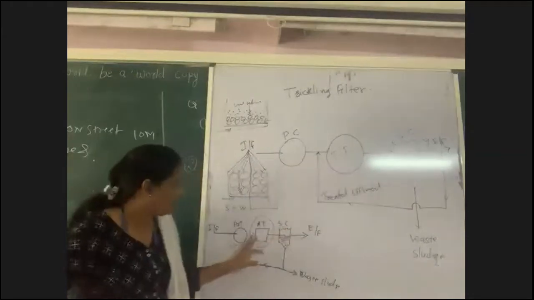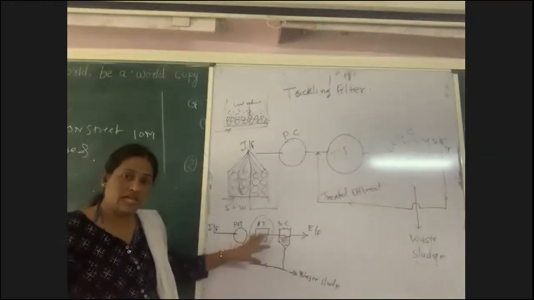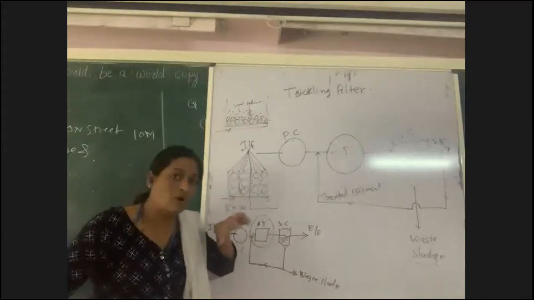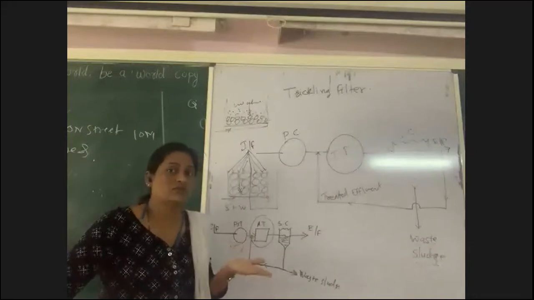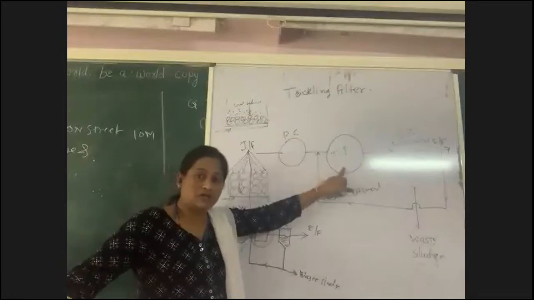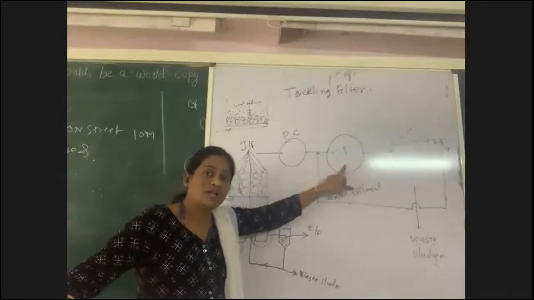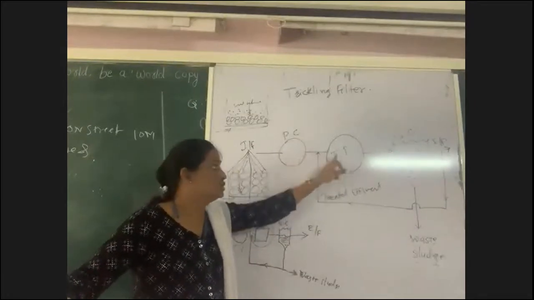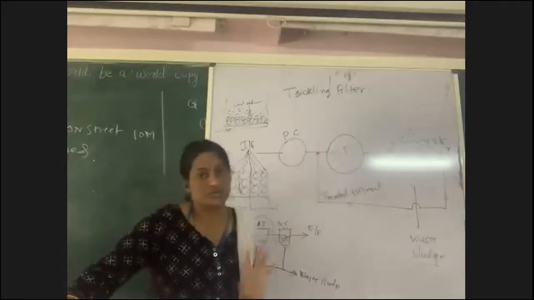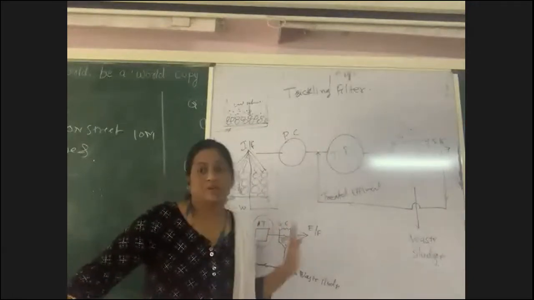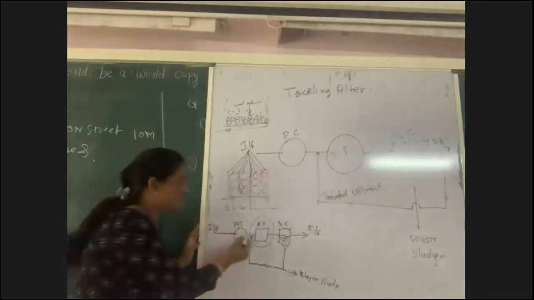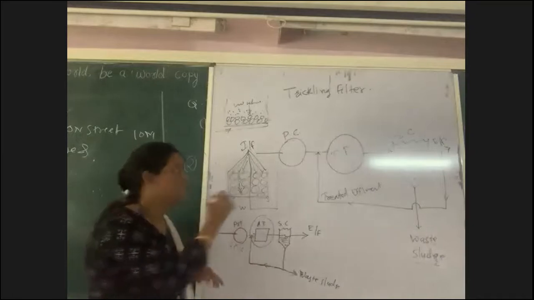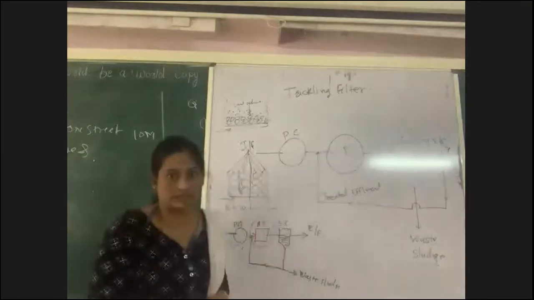The way we took the help of microorganisms in the activated sludge process to decompose the organic impurities present in the sewage in the presence of oxygen, we are doing the same here also. We are taking the help of microorganisms to decompose the organic impurities present in sewage in the presence of oxygen. These are the similarities. The only difference between these two systems is that this is a suspended growth process and this is an attached growth process.